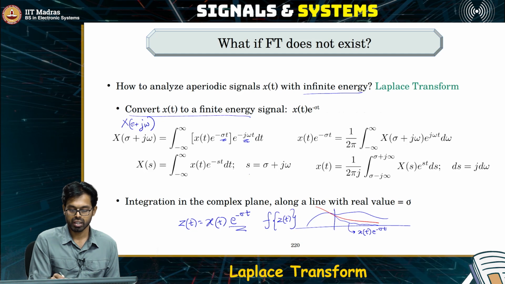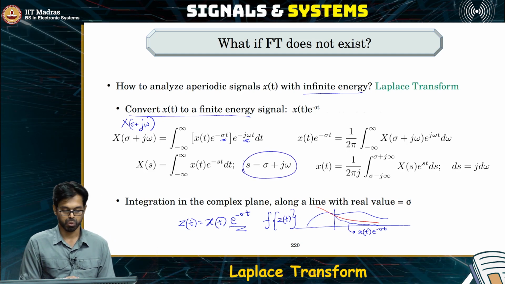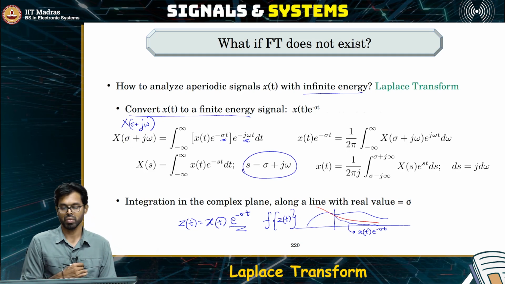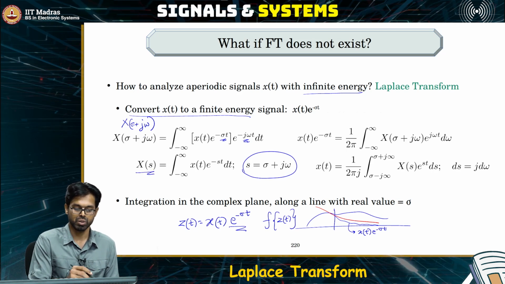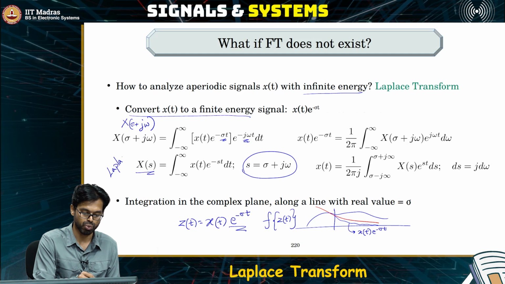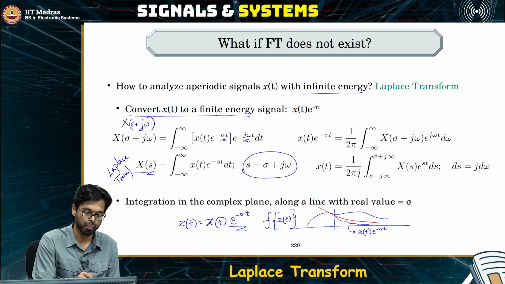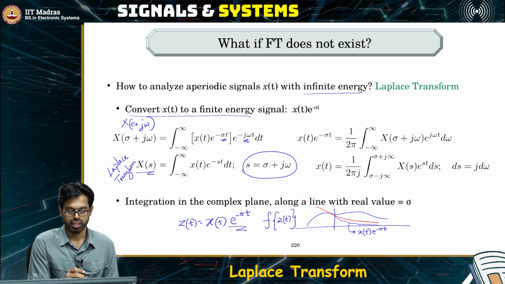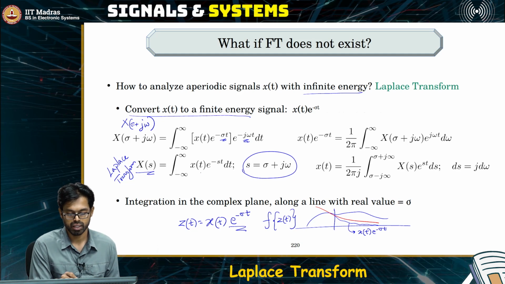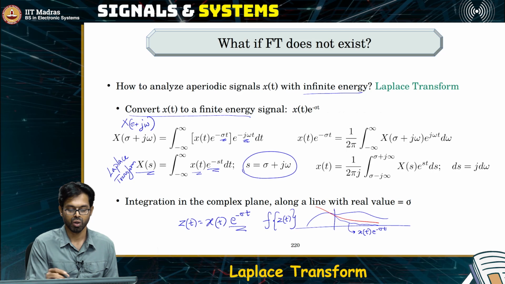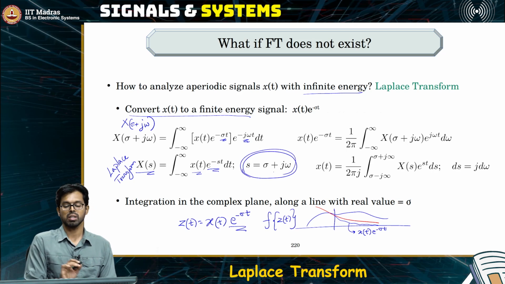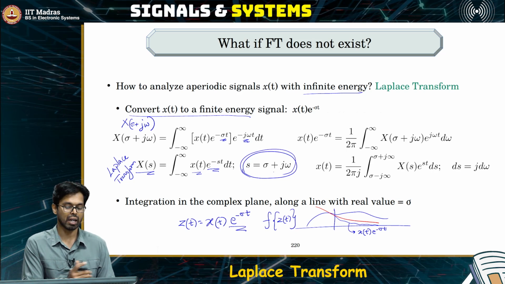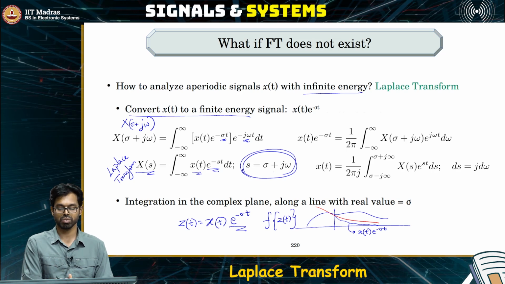Now let us say that s is equal to sigma plus j omega. We are changing the variable, right? So instead of writing sigma plus j omega every time here, we'll simplify our life. We'll call this x of s. This is what we refer to as the Laplace transform. The Laplace transform of x of t is given by x of s, which is basically the integral of x of t times e power minus st, where this s is a complex number. If this s was a purely imaginary number, then you get the Fourier transform. If this s is a complex number, then you get the Laplace transform. In some sense, this is like a generalization of the Fourier transform, right?